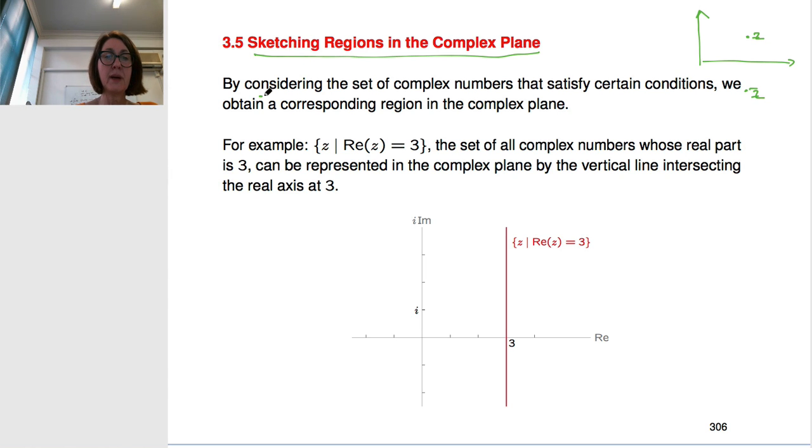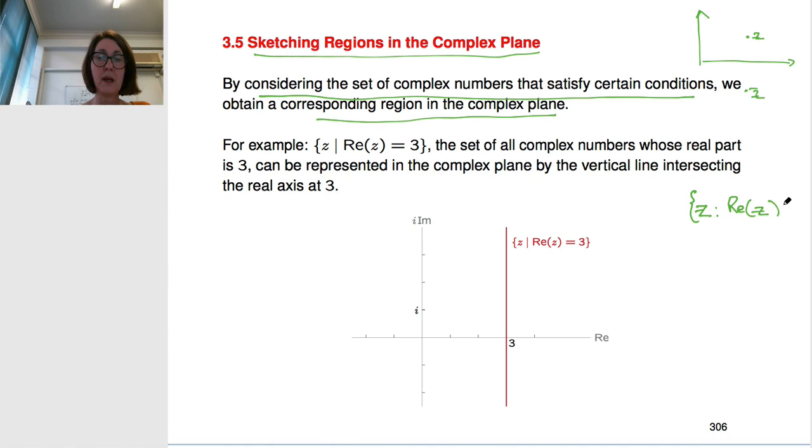By considering a set of complex numbers that satisfy certain conditions, when we sketch that set, we get a corresponding region in the complex plane. For example, let's look at this simple situation where we've got Z such that the real part of Z is equal to 3. So this is a set of complex numbers. What sort of numbers are in that set?